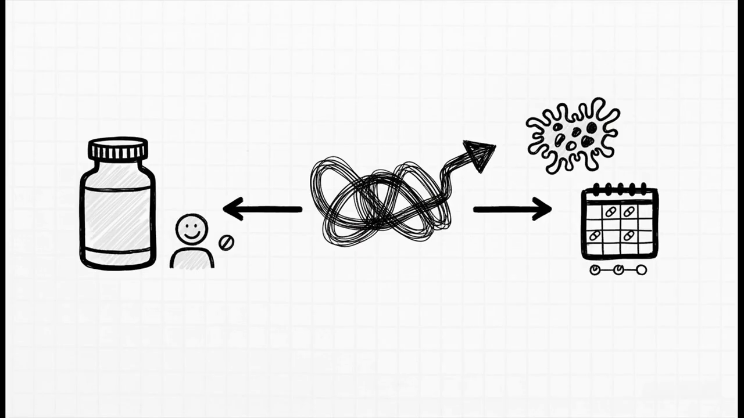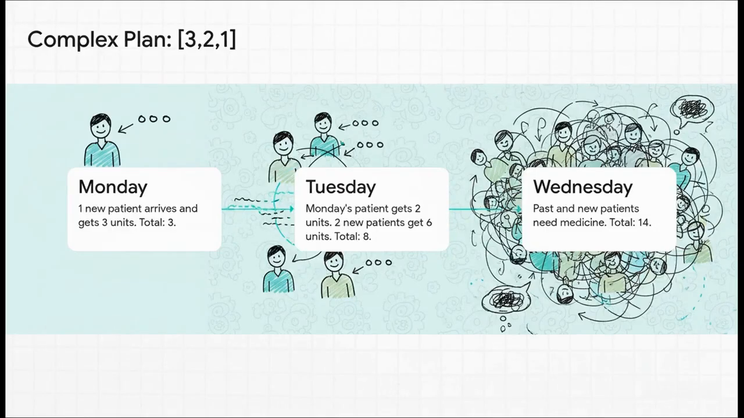Let's say the illness gets a little more complicated. Now the treatment plan isn't just a single dose, it's a multi-day affair. And this, my friends, is where things get really interesting. So the new plan is this: 3 units on day 1, 2 units on day 2, and 1 unit on day 3. All of a sudden, our easy little calculation just falls apart.